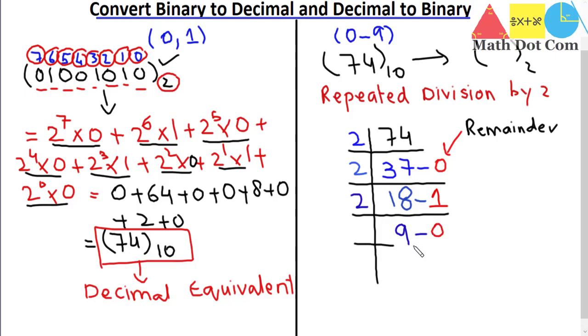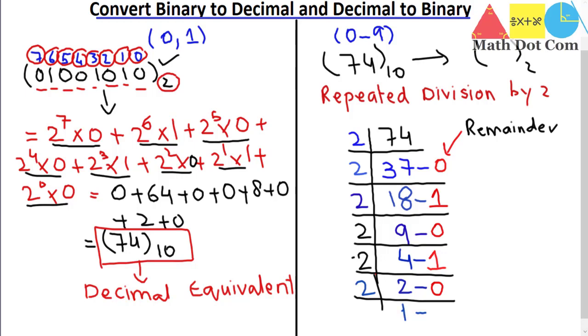Then again we divide by 2: 2 fours are 8 and it's 9, so 1 is the remainder. I'll write 1 here. Then again we divide by 2: 2 twos are 4, and the remainder will be 0 because it divides completely. Then again we divide by 2: 2 ones are 2, and the remainder will be 0. So here we stop the division.